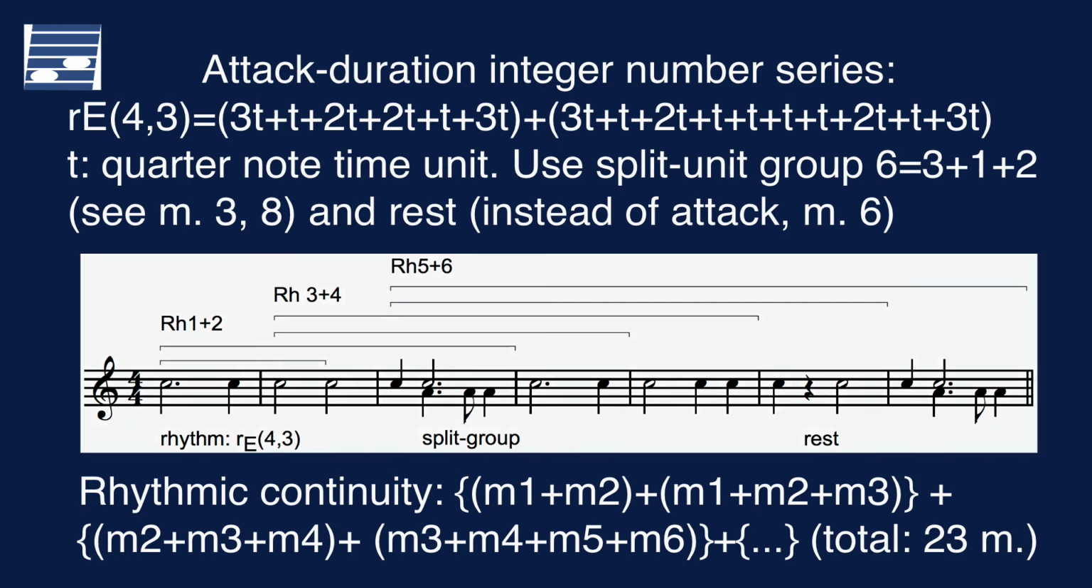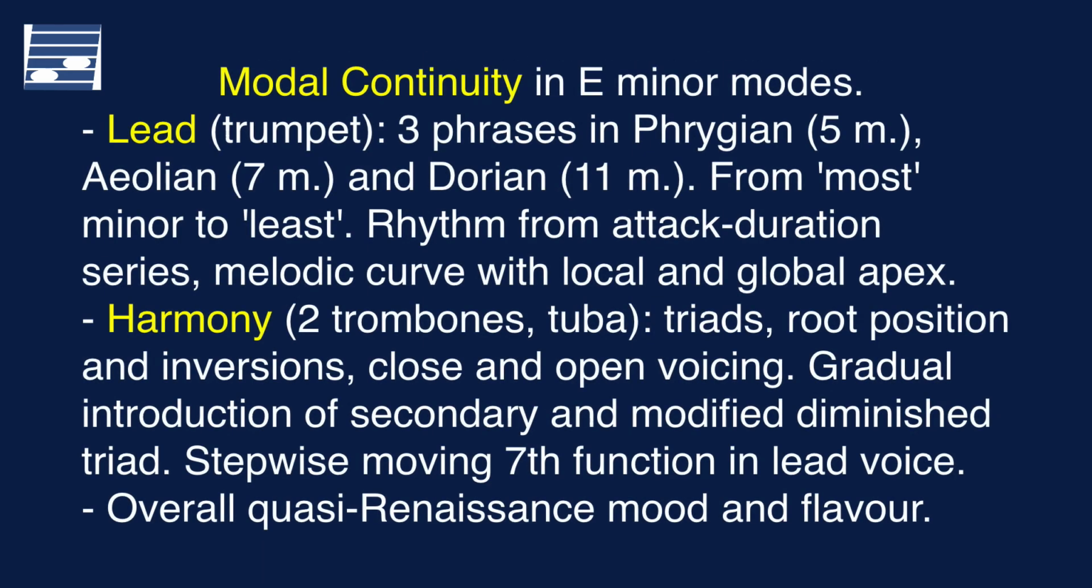form of development. The 3 rhythm phrases are applied to the E minor modes, moving from Phrygian through Aeolian and then to Dorian. The phrases have a local highest pitch and there is an overall melodic curve. The lead part is for trumpet. The modal harmony is played by 2 trombones and a tuba. They play triads in root position and chord inversions.